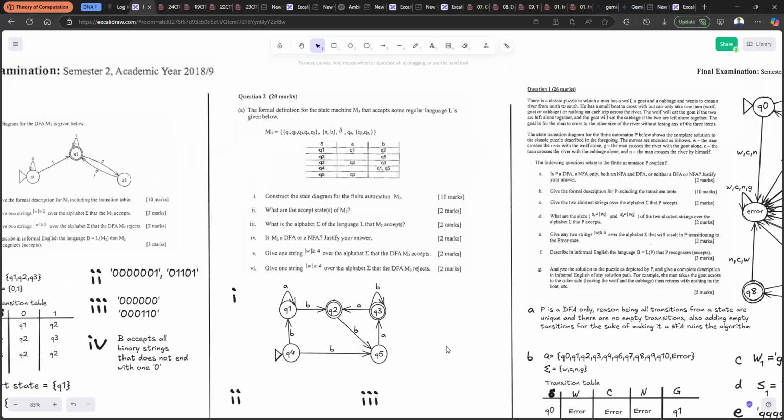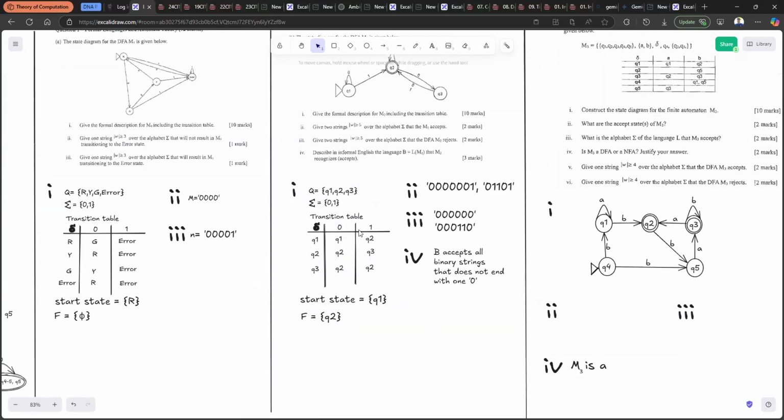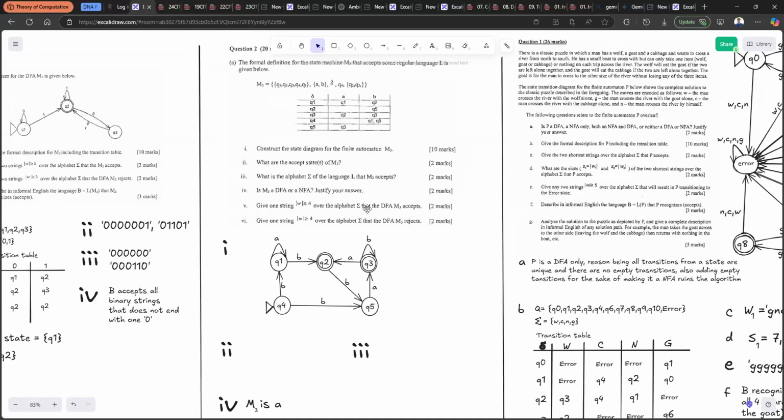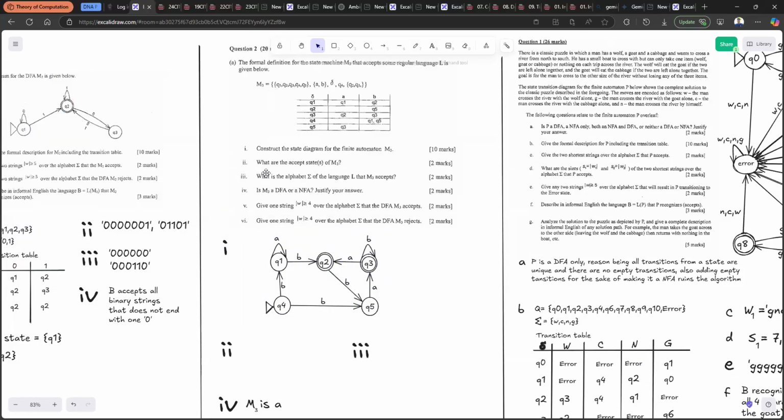Now, this question, which I originally didn't do, says construct the state diagram for the finite automata. So it gives us the formal definition, so it gives us this thing right here that we've been asked to do this whole time. And then we need to draw the DFA for it. So I've already taken the time to draw it. So let's answer questions 2 to 6.